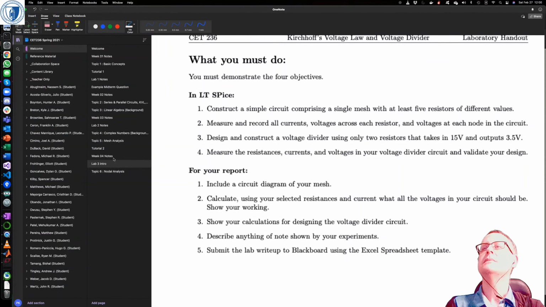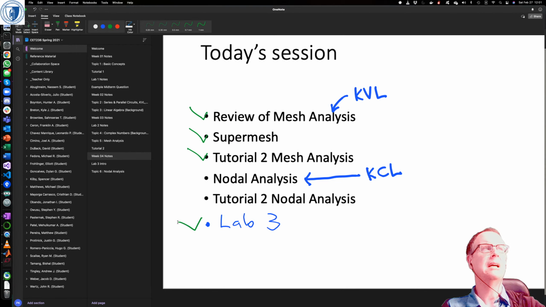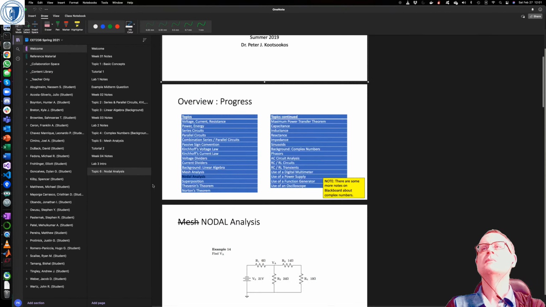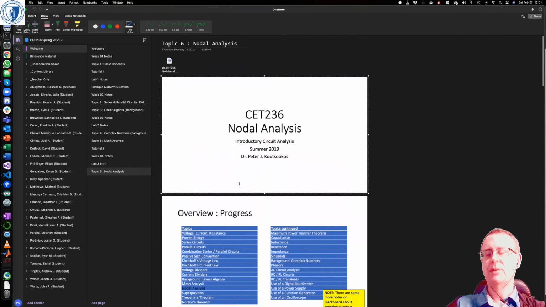Okay, so I've talked about the lab. Thank you for reminding me about that. I'll have to make sure that I add that for lab 4 for next week, so that we can talk about the current divider lab as well next week.